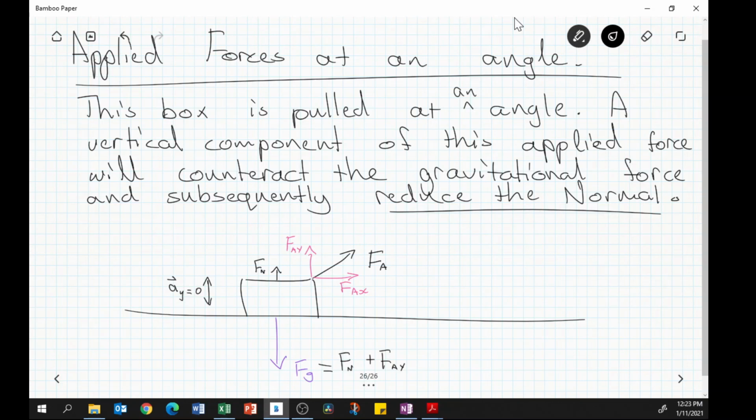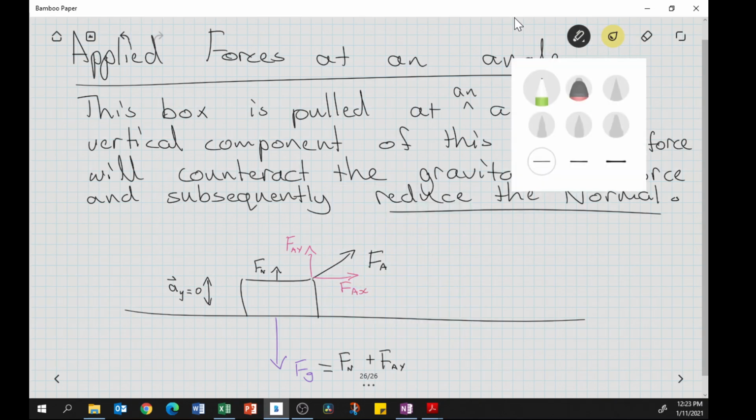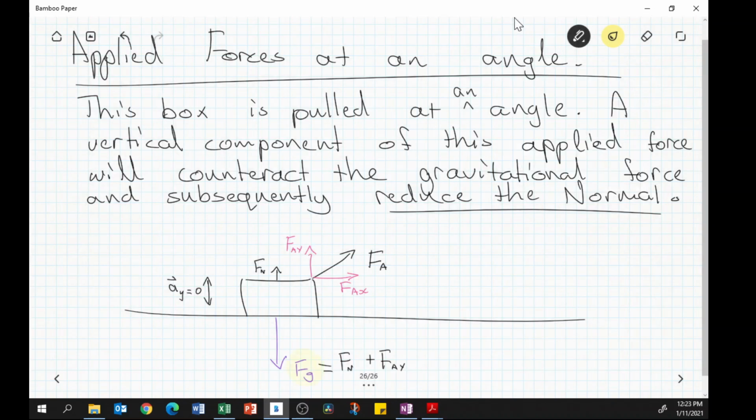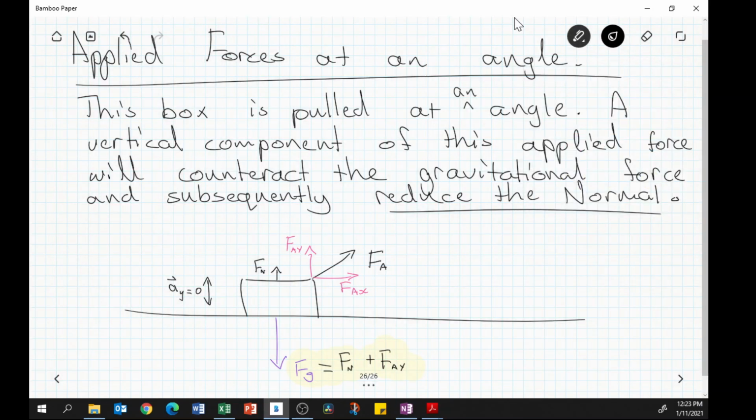So really, this is the important thing to recognize from this whole scenario: the idea that in these cases, gravitational force will be equal to the normal force plus the y component of our applied force.